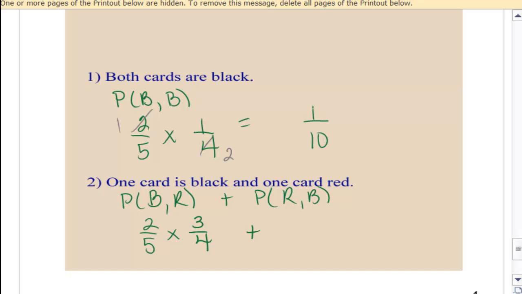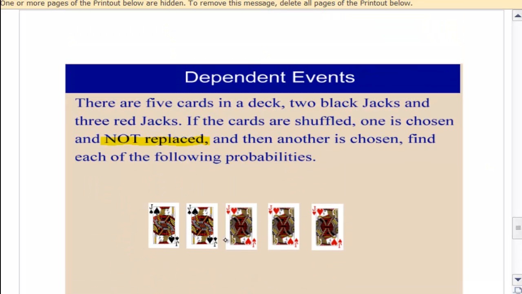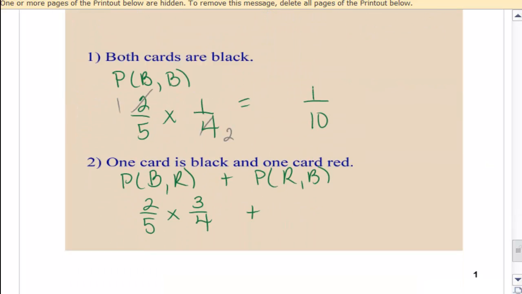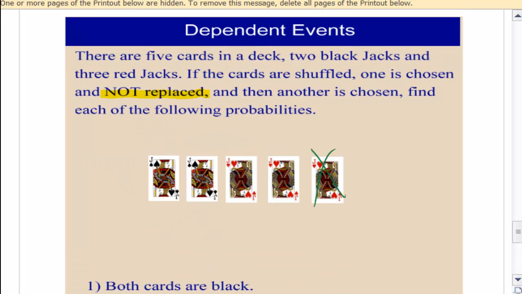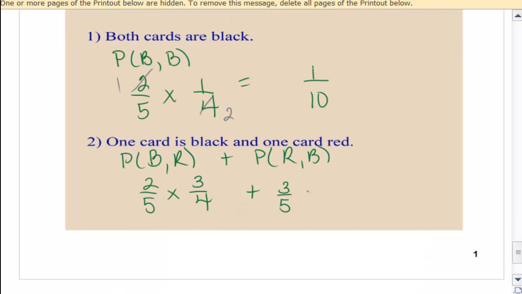So then what's the probability of a red card initially before we take anything out? 3/5. And then what's the probability of a black card once one of those red cards is gone? 2/4. I'm not going to simplify the 2/4 because as you can see, 5 times 4 is 20 for both of these fractions, and we're going to have to add, so I want to keep my common denominator. So I'm going to wait and simplify as my last step here. You don't have to put these brackets in, but you can if it helps you visually. Just remember to multiply before you add.